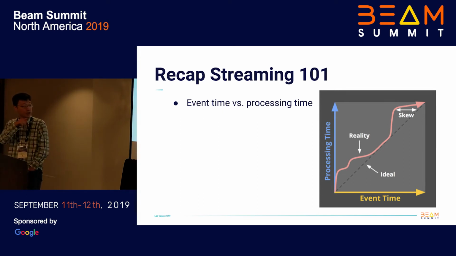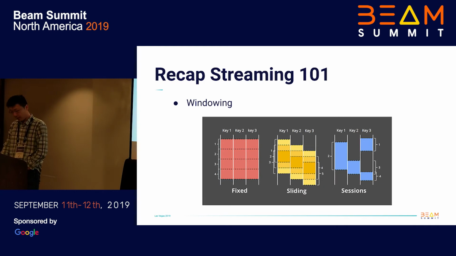The pink line refers to the reality, and it's very hard to get the ideal case. So in this way, we use some mechanism like a watermark to handle data that is delayed. And also in 101, different windowing functions were discussed.